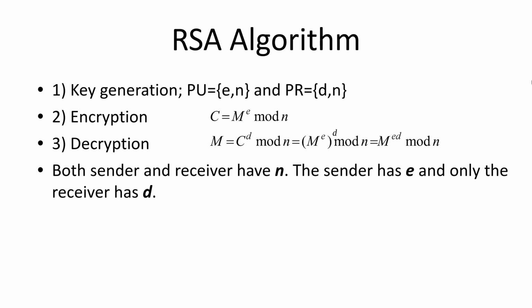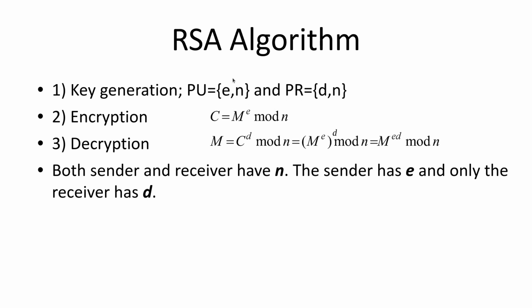In key generation, first there is a public key which is equal to e comma n. E is the encryption key, and n, as I told you earlier, is a number which is the multiplication of the two primes which are used in getting this n. We will look at the algorithm. And the private key is d comma n.